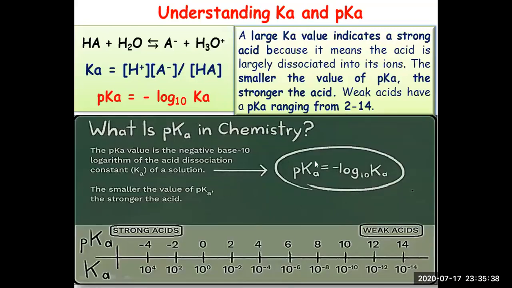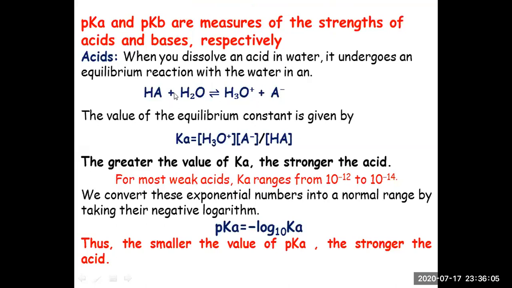This is how we define pKa, as we just discussed: the negative logarithm of Ka to the base 10. See here, these are the various Ka values written, and the corresponding pKa values will be in this manner. So if pKa is less, it's a strong acid, and if pKa is large, then it is a weak acid. We have just seen how to write Ka, how to write pKa, and the relation between the strength of an acid and the pKa value.